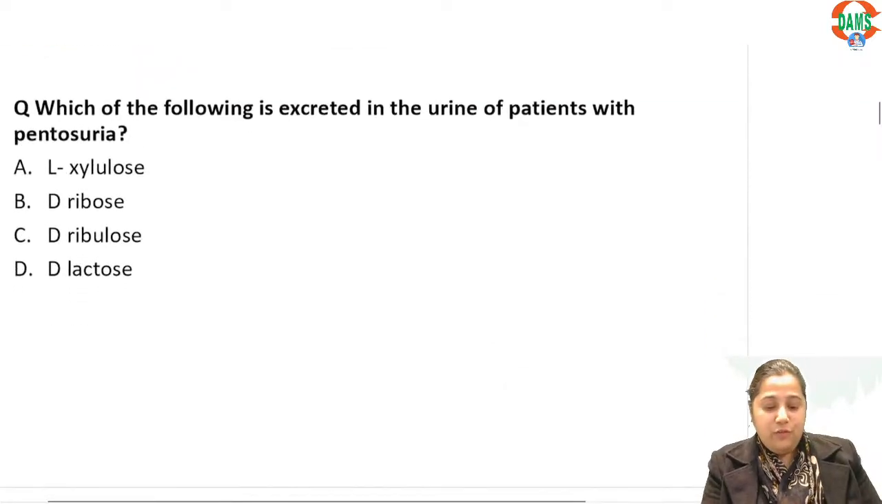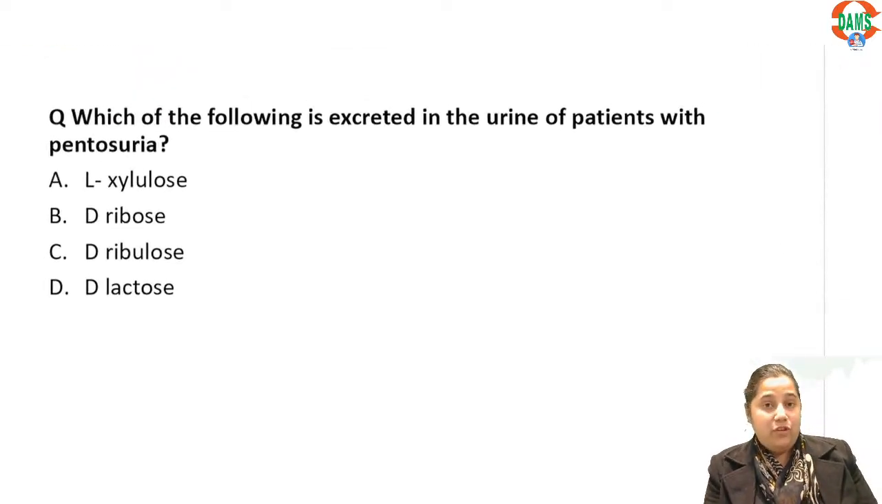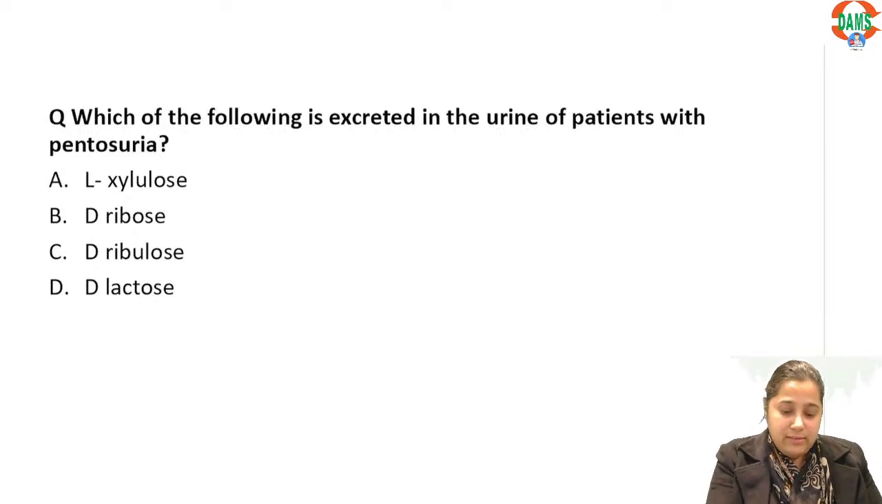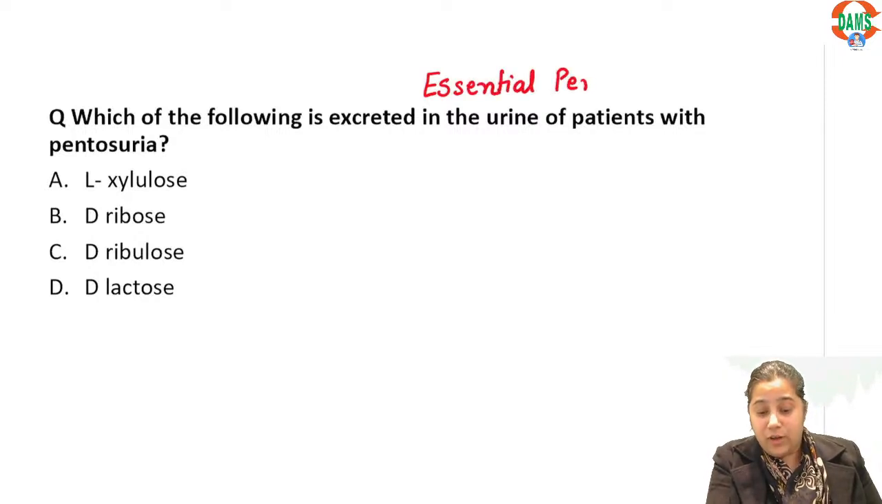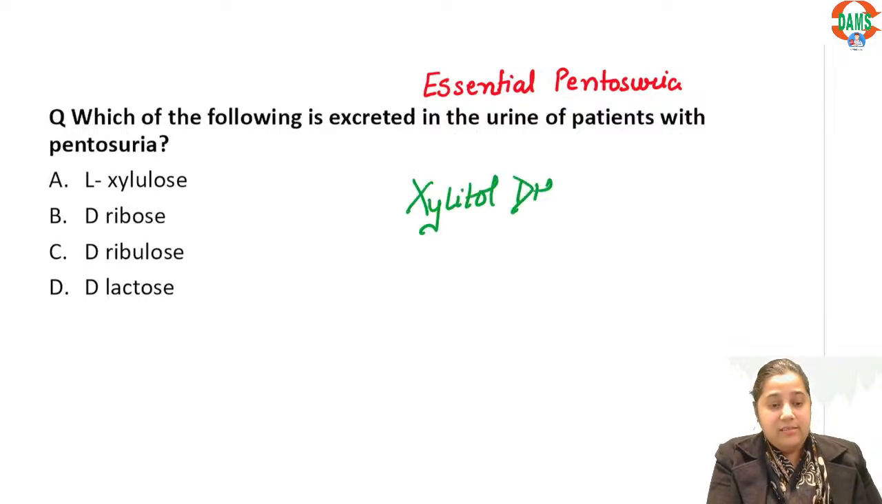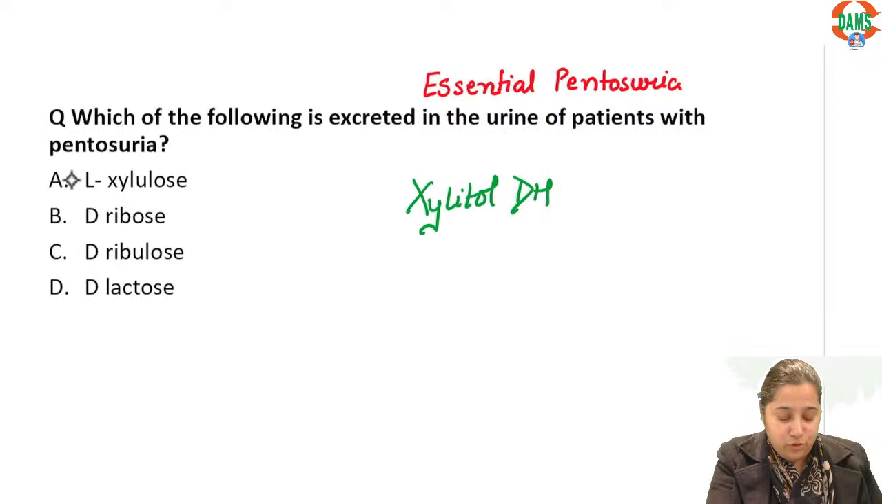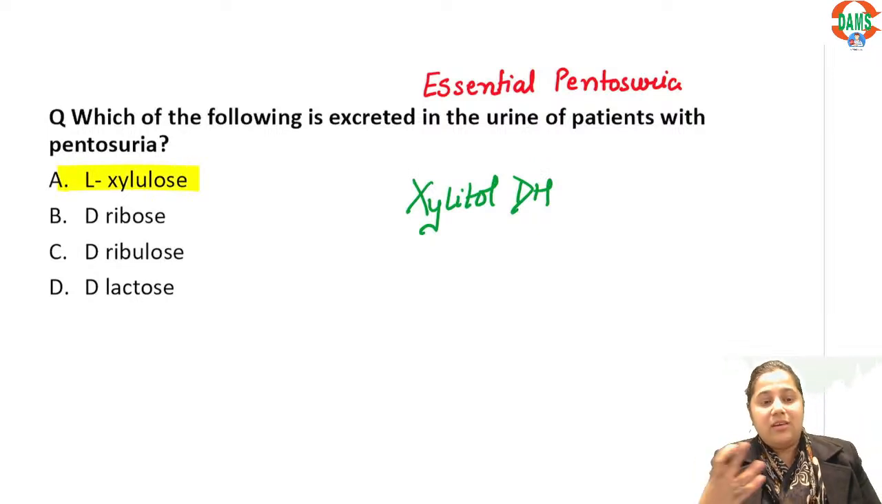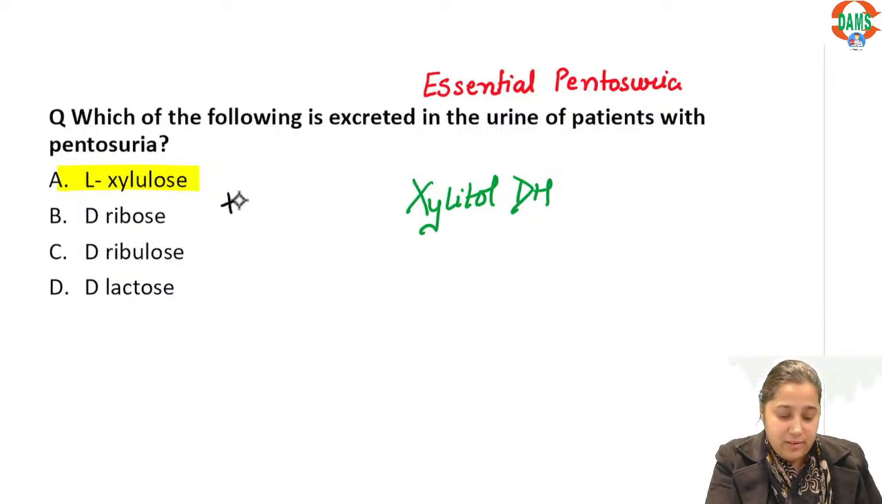Another question: which of the following is excreted in urine of a patient with pentosuria? The disorder is essential pentosuria, in which there is deficiency of an enzyme known as xylitol dehydrogenase. If this enzyme is deficient, it will result in accumulation of xylulose. So it is accumulation of xylulose which is excreted in these patients' urine, and this will give a positive Benedict's test.